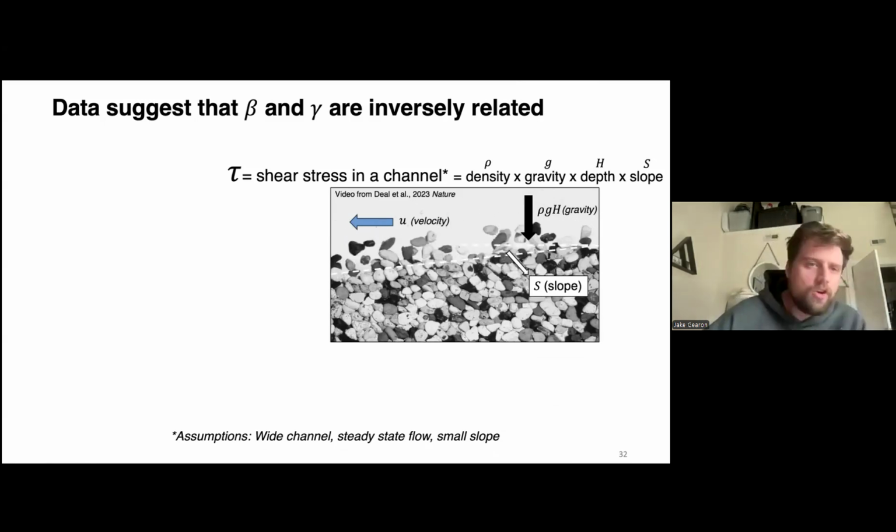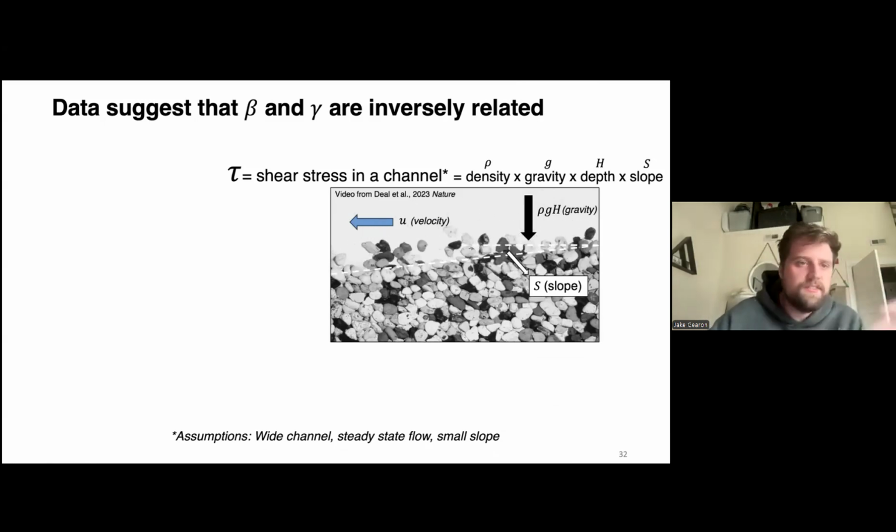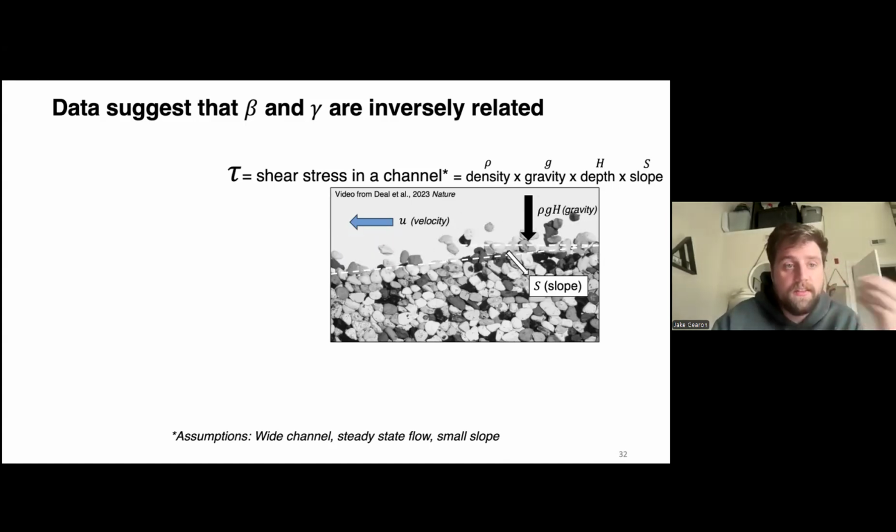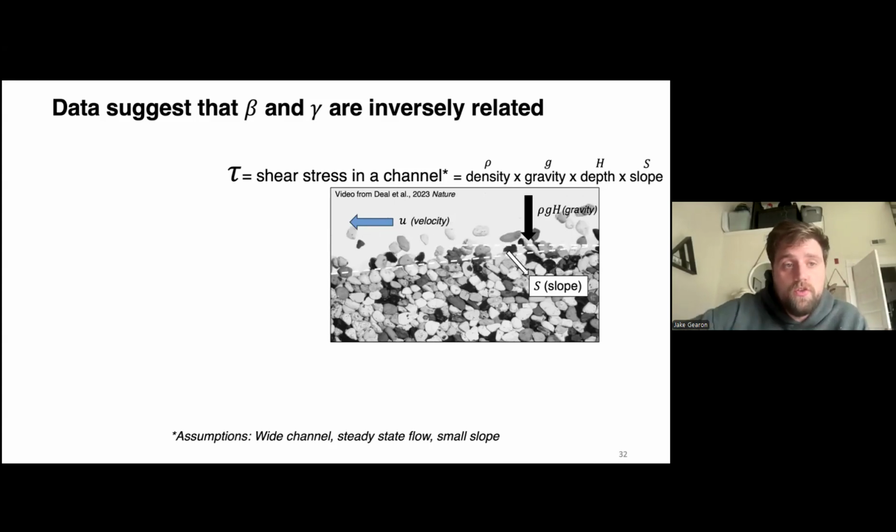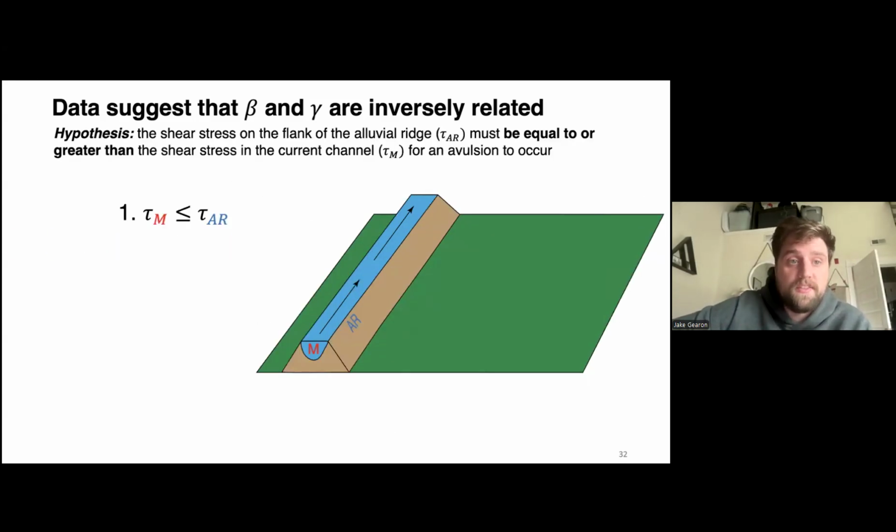We have some water moving with some velocity. It's got mass, therefore it has momentum. It can transfer that to the grains and they move downstream. So I'm going to use this concept of shear stress to assert a hypothesis. And the hypothesis here is that the shear stress on the flank of the alluvial ridge, so moving down it during flood, for example, must be equal to or greater than the shear stress in the current channel for an avulsion to occur, right?